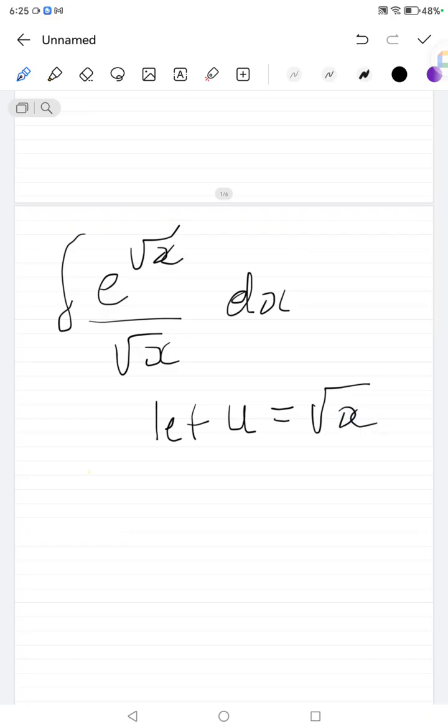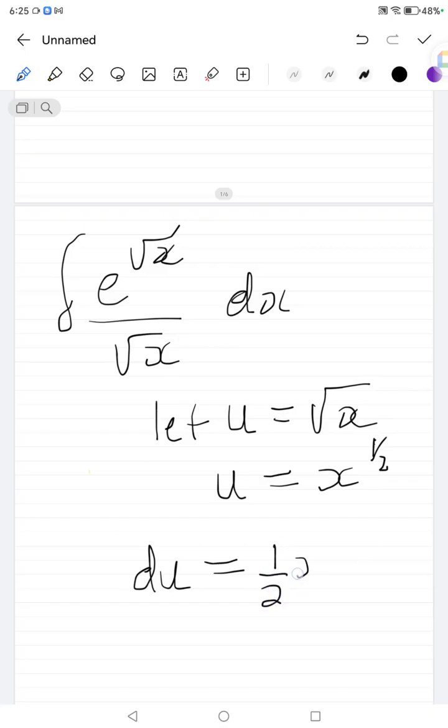And this one can be written in the form where u is the same as x to the exponent 1 over 2. You see? So we know that du is going to be the derivative of that. The derivative of that is going to be what? You're going to have 1 over 2, then x to the 1 over 2 minus 1, which gives a minus 1 over 2.